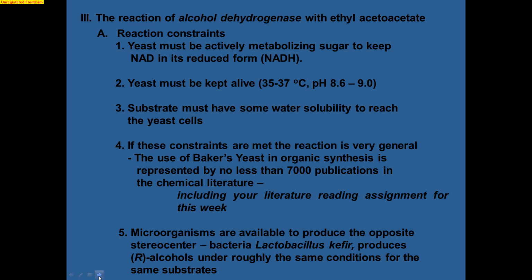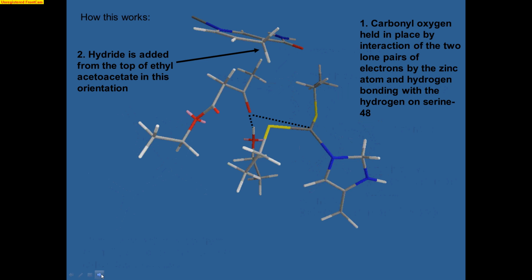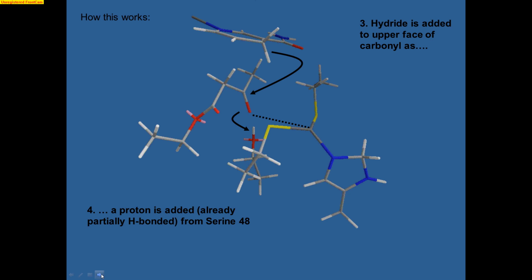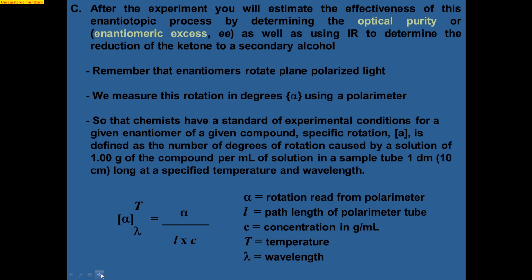Okay, so I'm going to go through these last slides pretty quickly. This is a three-dimensional diagram of what the enzyme active site is going to look like and how the ethyl acetoacetate is going to fit in there. I'm just going to skip through here. You can walk through these slides if you want. But there are a couple things that are going to be important for us to do.